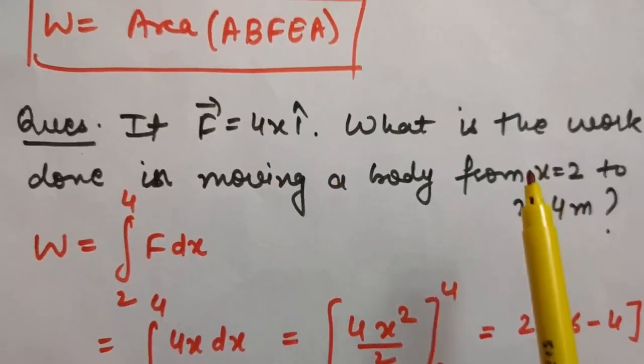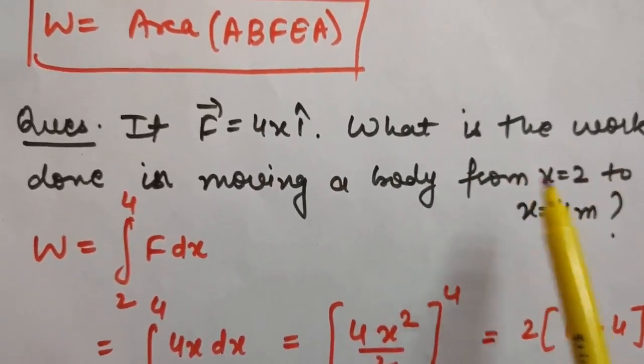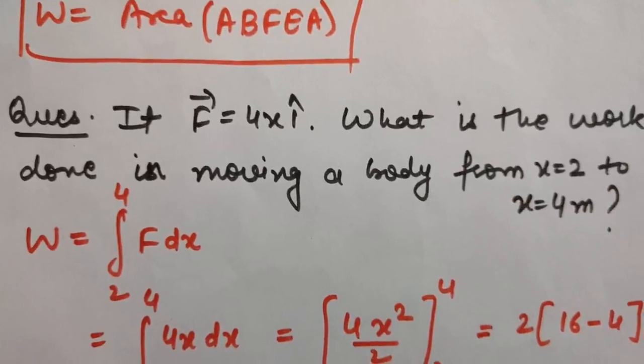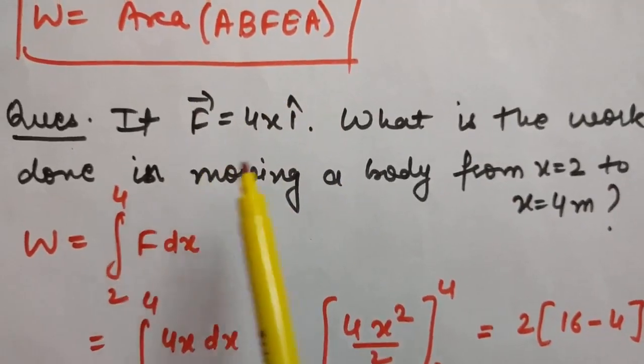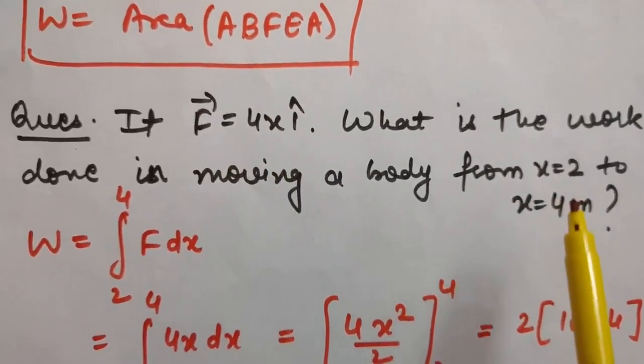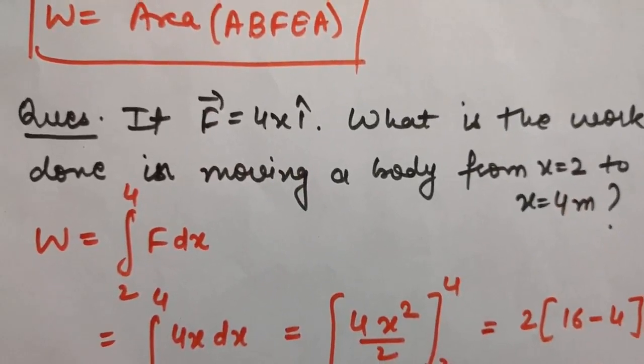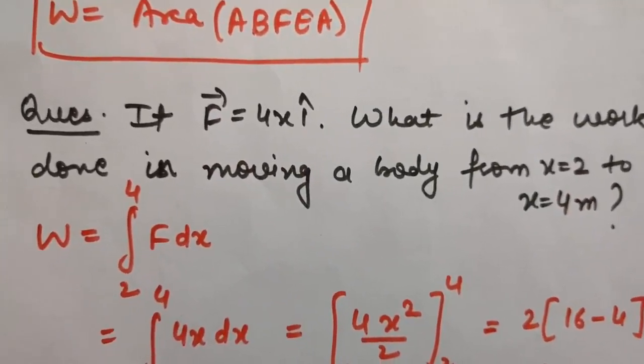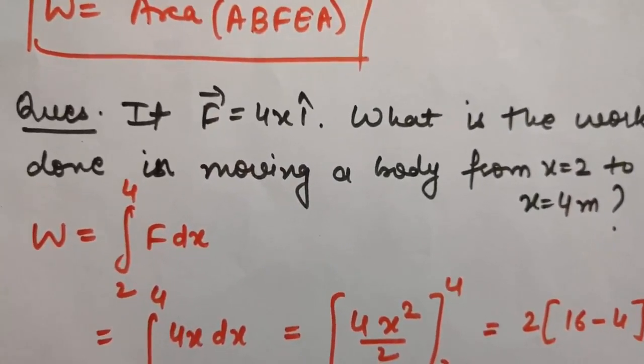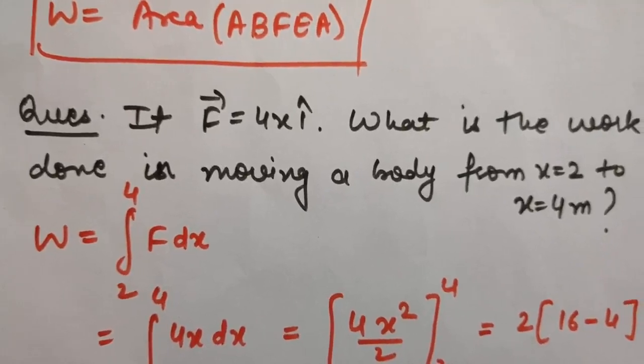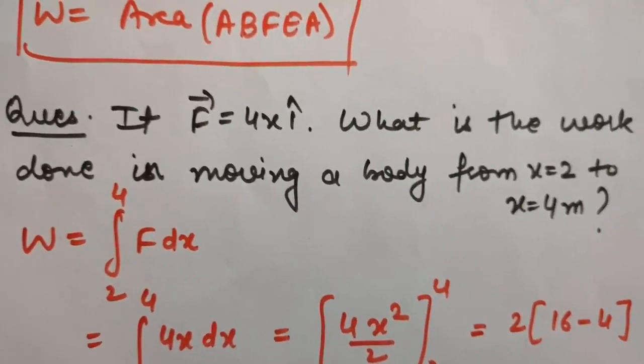Suppose you were given from y equals 2 to y equals 4, then the force is in the x direction, but the displacement is in the y direction. That means now displacement and force are perpendicular to each other. In that case, work done will directly come to be 0.